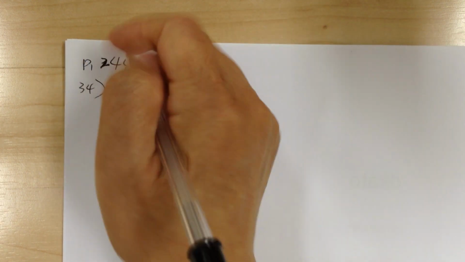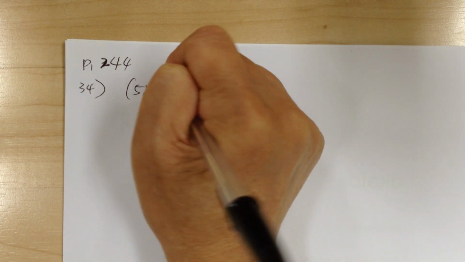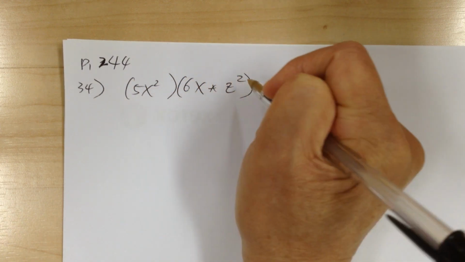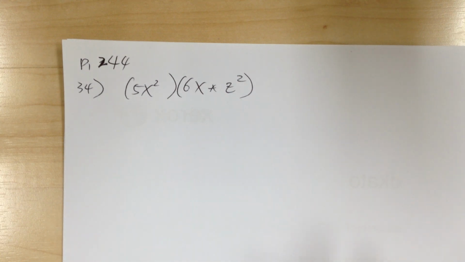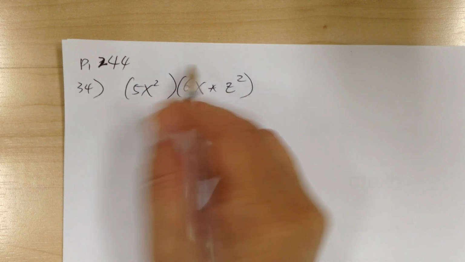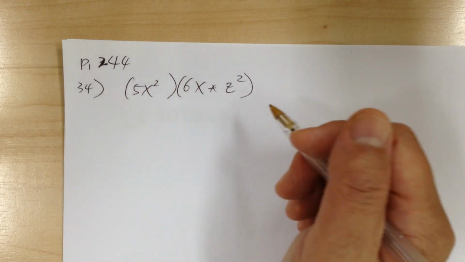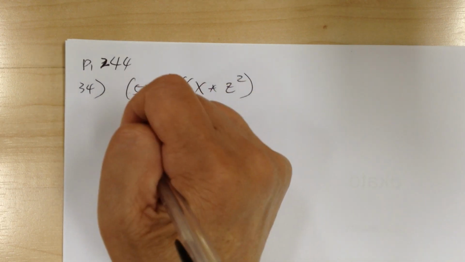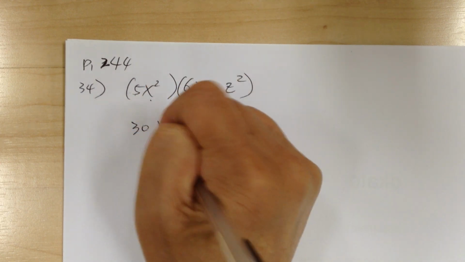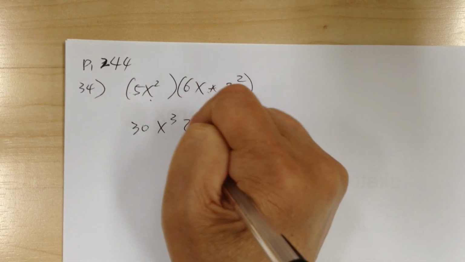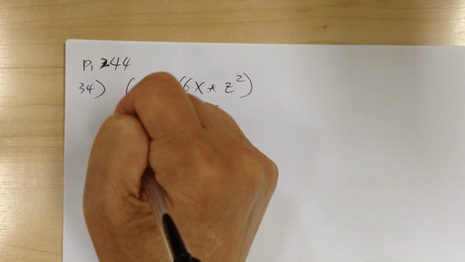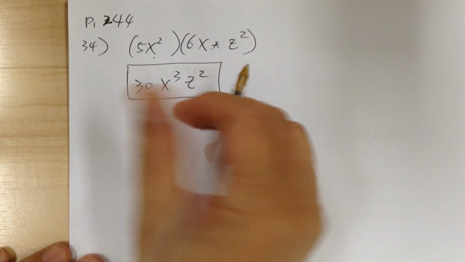Okay, number 34, you have 5x squared times 6x times z squared. Now this one, there's no addition, so you do not distribute. It's just multiply together. So you can just do the sign, positive, positive, positive, give you positive. Number 5 times 6 will give you 30. Then you go down the alphabet. X squared times x will be x to the 3, and the z would be z squared. Okay, and that's it for this one. Okay, when the answer is very simple, you can box it.